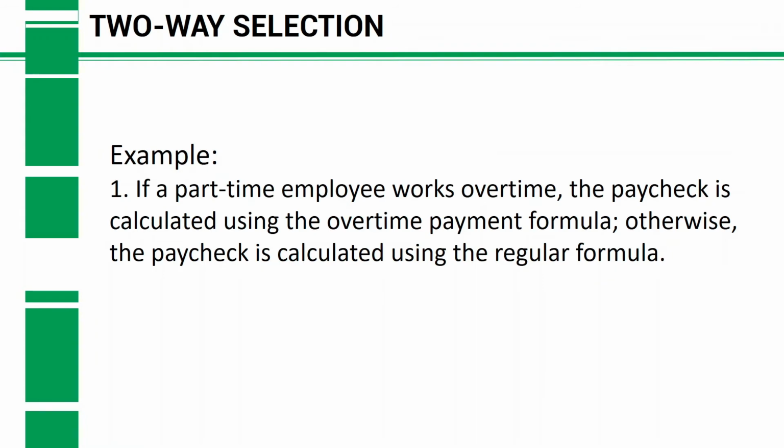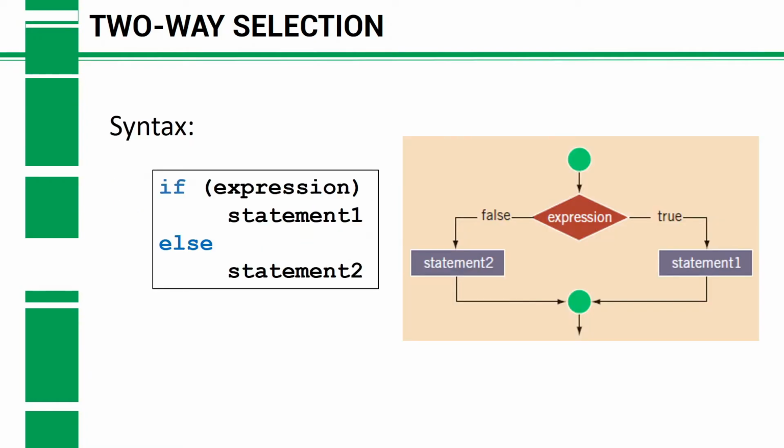Now let us proceed to two-way selection. Here is an example for you to somehow grasp some idea. Example number 1. If a part-time employee works overtime, the paycheck is calculated using the overtime payment formula. Otherwise, the paycheck is calculated using the regular formula. So this will be the syntax of the two-way selection.